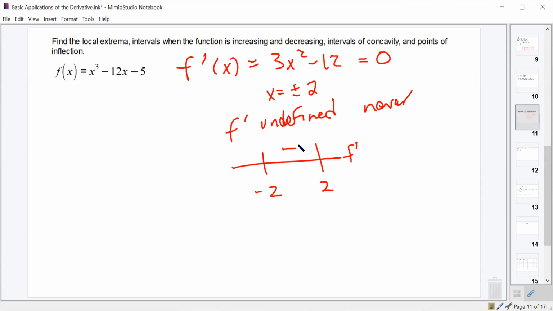Which tells us what? If the derivative is negative, the function decreases. And if we plug in something greater than 2, like 1,000, this is clearly going to be positive, and it will increase. And if we plug in something less than -2, like -1,000, we square it, it becomes positive, and it's still positive. And so therefore the function increases from -∞ to -2. Everybody good there?